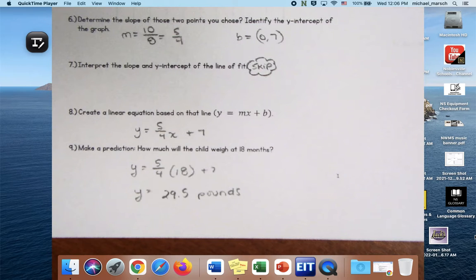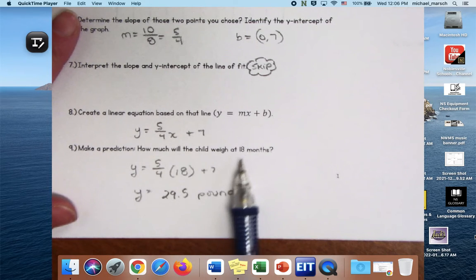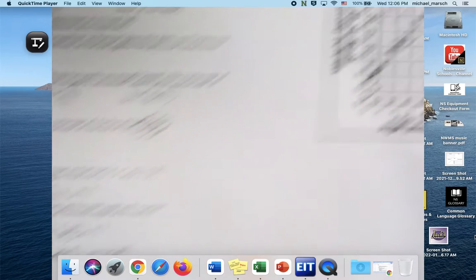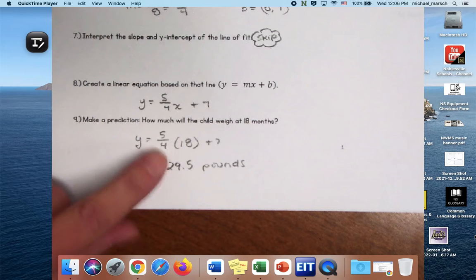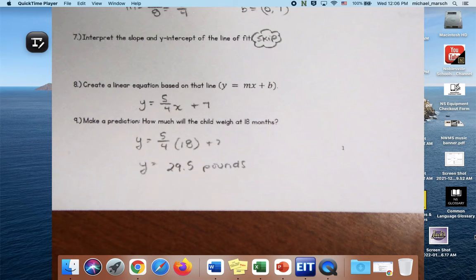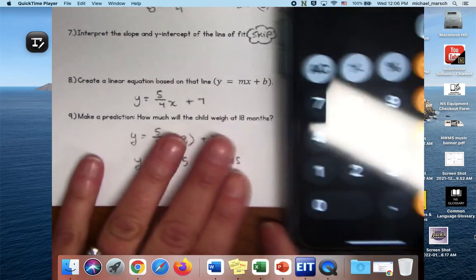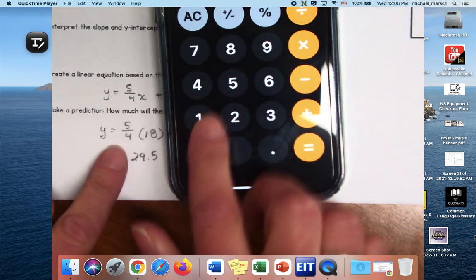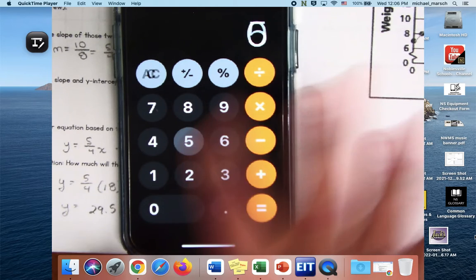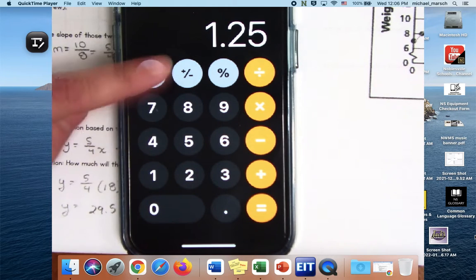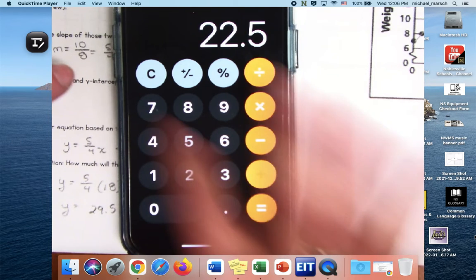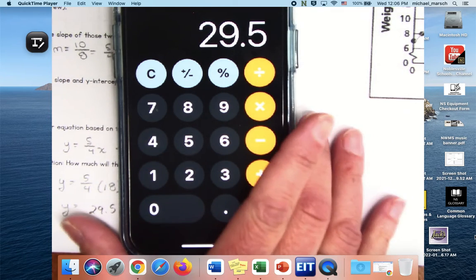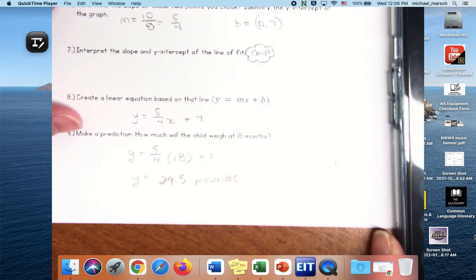So then the next question says, how much will the child weigh at 18 months? So we can't use the graph because it only goes to 12. So I put 18 in here. Here's how I did the math for this. I'm going to take out my calculator. I did 5 divided by 4 because that's what a fraction is. And then I multiplied that times the 18. And then I added the 7 pounds at birth weight. That's how I got the 29.5 pounds.